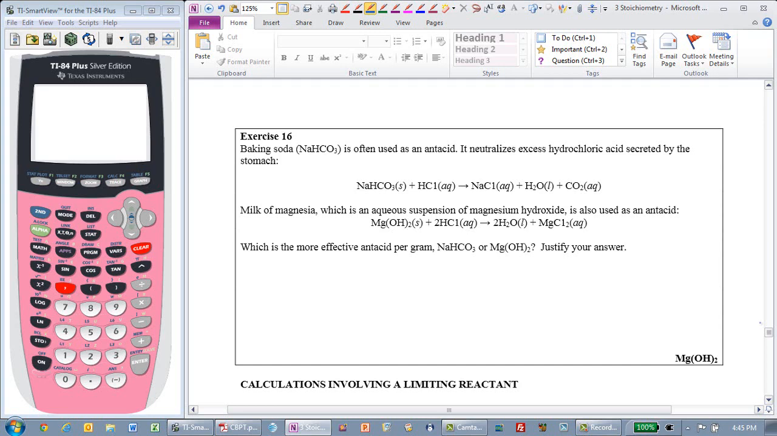And milk of magnesia, which is an aqueous suspension of magnesium hydroxide, is also used as an antacid. Which is the more effective antacid per gram? Justify your answer. Well, when in doubt, go to moles. Find the moles of somebody. And if we do that, we can think about the molar mass here in this case. So let's just dive in. NaHCO3 has a molar mass of, pause me and calculate it. I'm waiting.